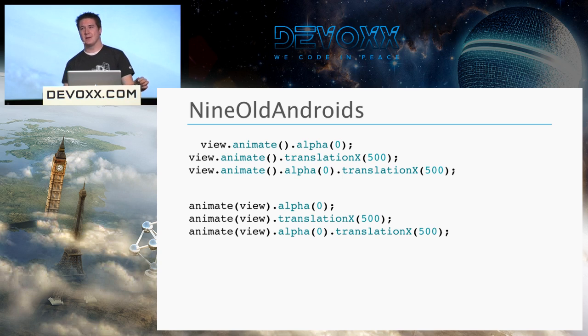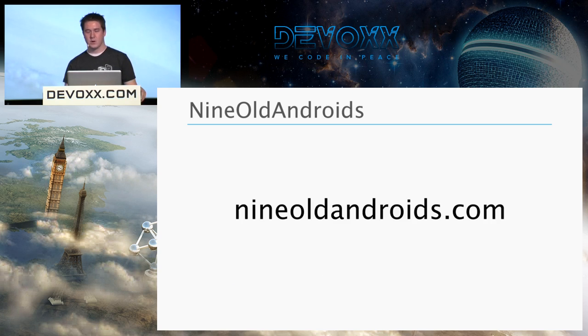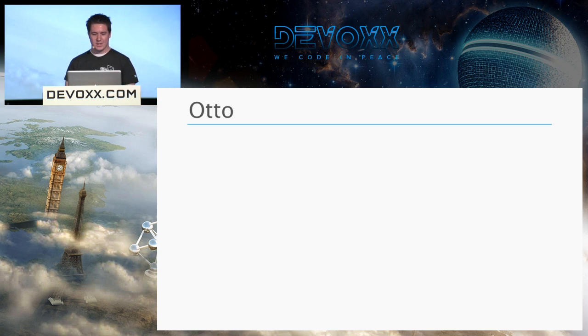It's not quite as elegant, but obviously we don't have extension methods or any way to add a method onto the view class. So you basically wrap your view with a static import of animate, and then you get that nice fluent API. And this will delegate to the native view property animator when it is available, so that you get the affordances of the choreographer on 4.1 and up. And of course, nineoldandroids.com.